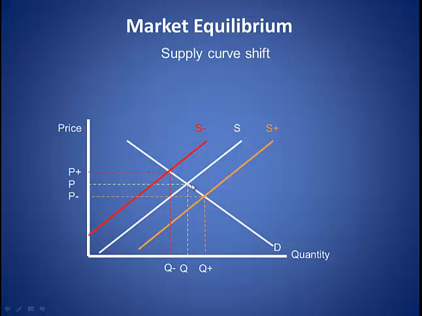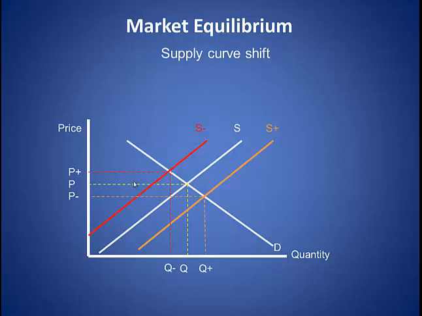Now, if I have a positive shift in my supply, I will go to the S plus curve, that orange curve. In this case, you'll notice where I draw my intersection, I'm going to have an increase in my quantity over the original amount demanded, and a decrease in price over the original price for market equilibrium.